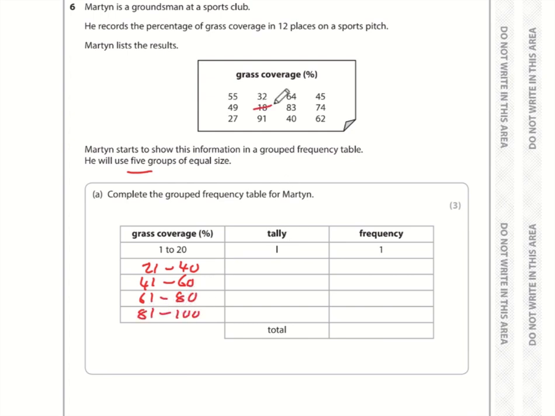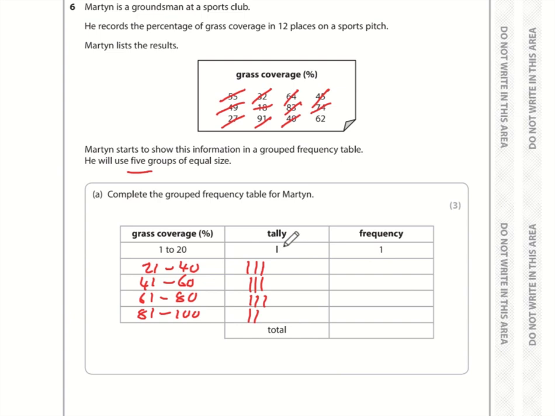The 18 has already been put in as the 1 to 20, so 55 is going to go here, 32 here, 64, 45, 49, 83, 74, 27, 91, 40, so that is the 21 to 40, including 40, and 62.